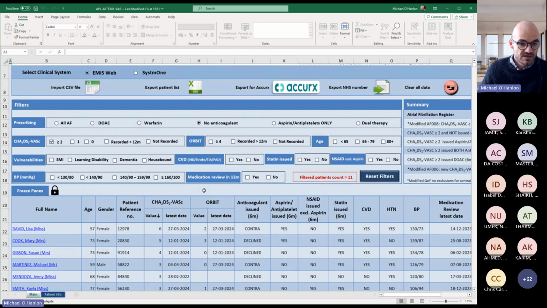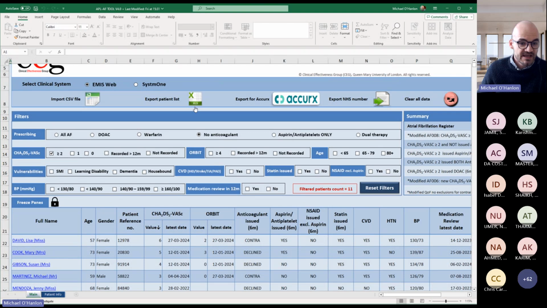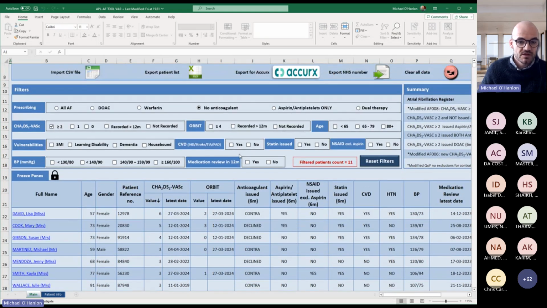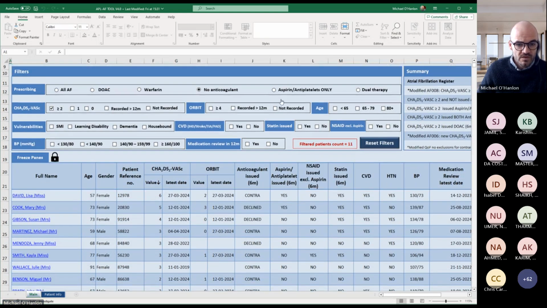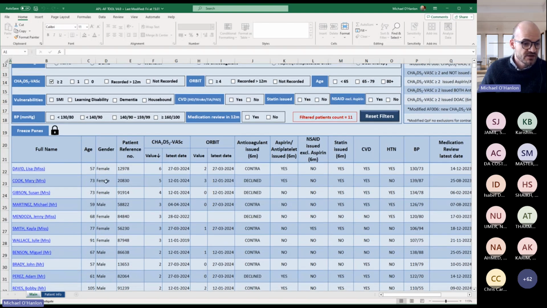And we can do a few things with that. We can either export that list out as an Excel sheet. We can export it for Accurate, say in certain circumstances, we might want to recall those patients or ask them to come in for something. You can export the list there. And you can then go into those individual patient records to have a look around.